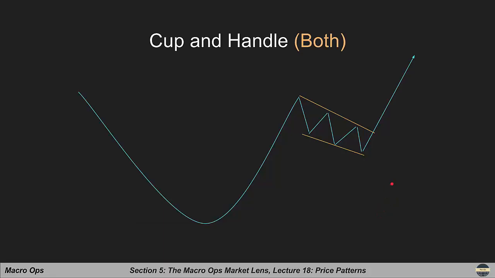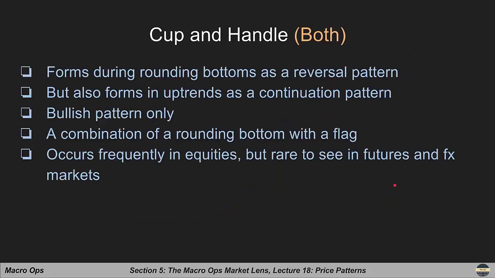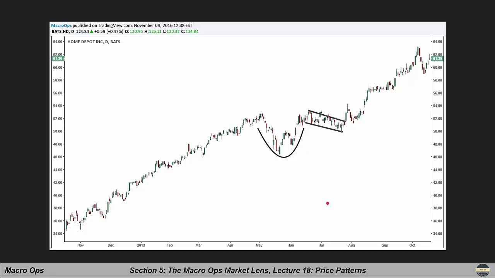And here's the cup and handle. A lot of people know about this one. It can happen as a reversal or a continuation pattern, usually in stocks. And this is a bullish pattern only, so we don't see cup and handle bear patterns. And it's a combination basically of a rounding bottom with a flag. And like I said, it occurs most frequently in equities.